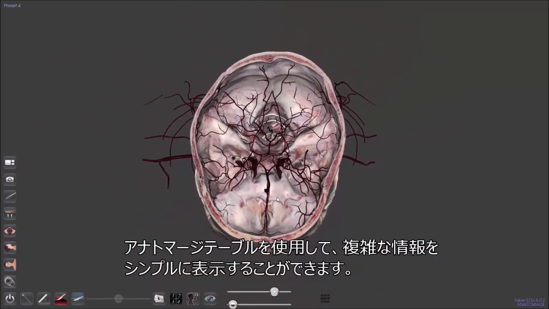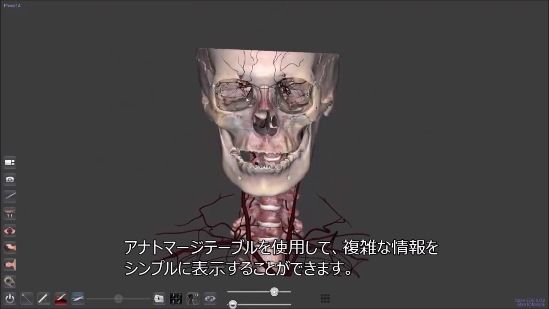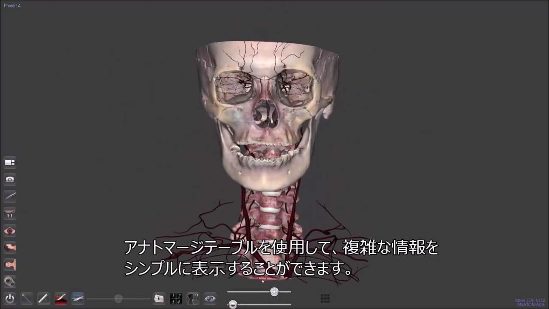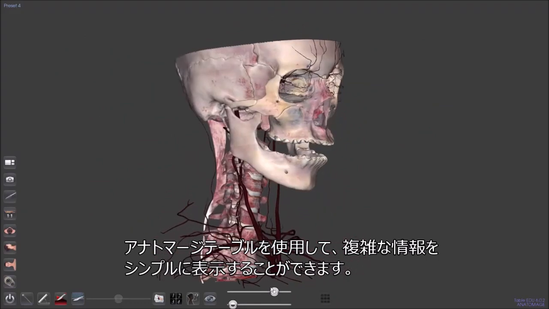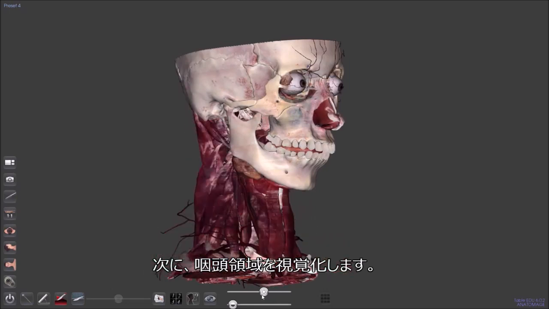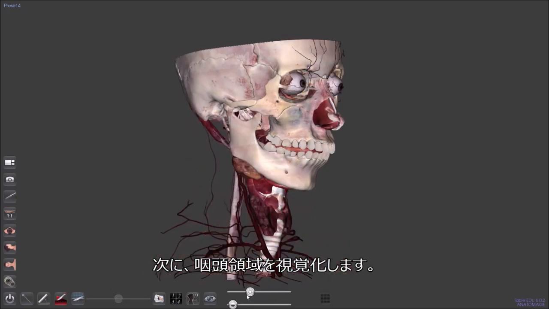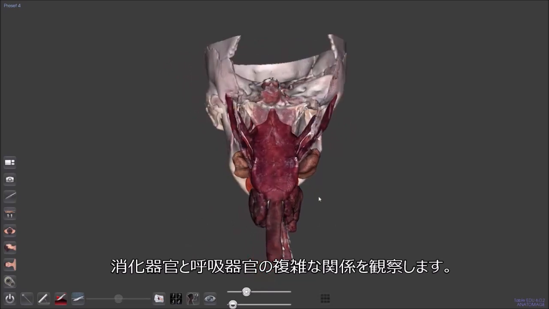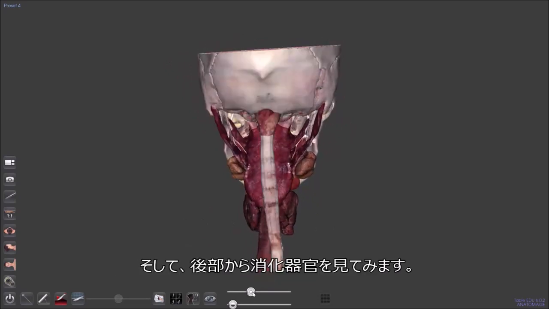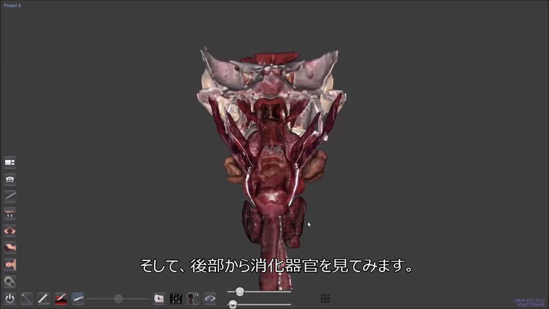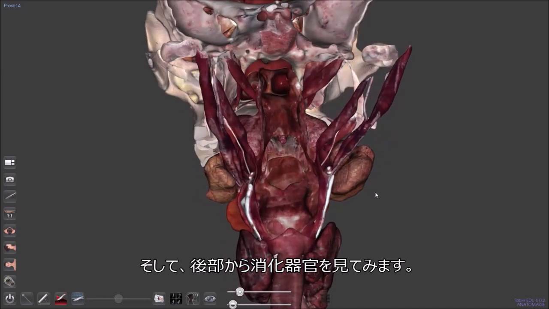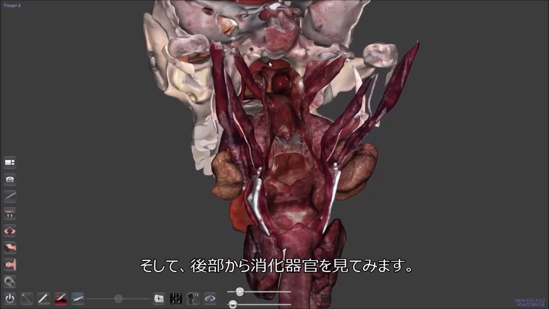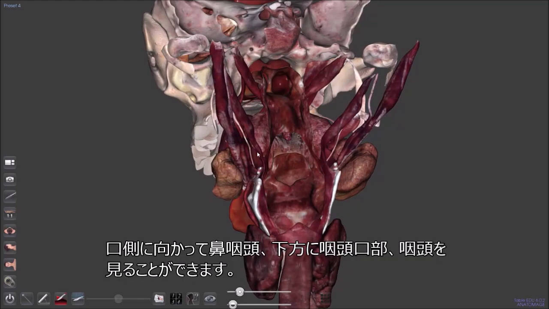Using the Anatomage table, we're able to simplify complex pieces of information. We're able to visualize the pharyngeal region of this cadaver. And we can observe the complex relationships between the GI and respiratory systems. So, starting at the posterior portion, we can take a look and examine the GI tract specifically. So, we can start to see the nasopharynx towards the superior portion, the oropharynx below, and the larynx below that.